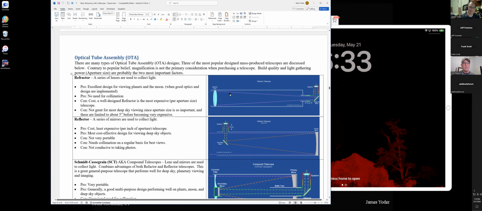And I think the biggest one you can commercially buy that's mass-produced would be like 7 inches, and those are fairly rare as it is. And because of the design, they're very long tubes. Because of that design, they become very unwieldy and heavy when they start getting large. Any questions on refractor telescopes?